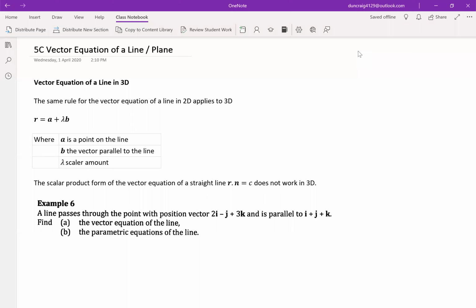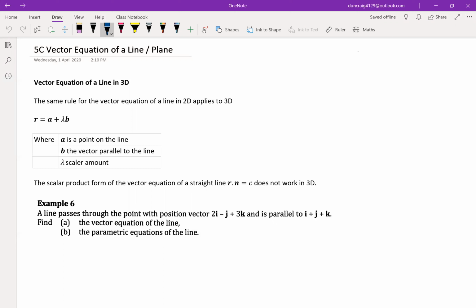So just looking at the vector equation of a line in 3D, it is the same rule as the vector equation of a line in 2D. It applies to 3D. So a point on the line, r, is defined by a plus lambda b, where a is a point on the line and b is a vector parallel to the line. And lambda is a scalar amount, and generally in context, it's generally time.